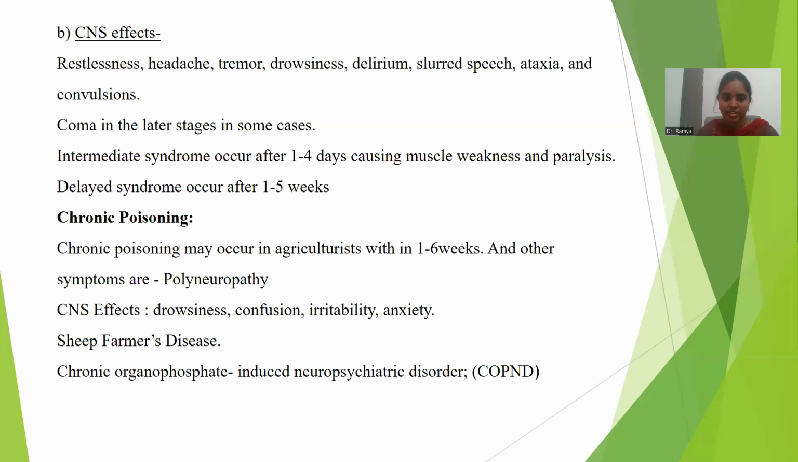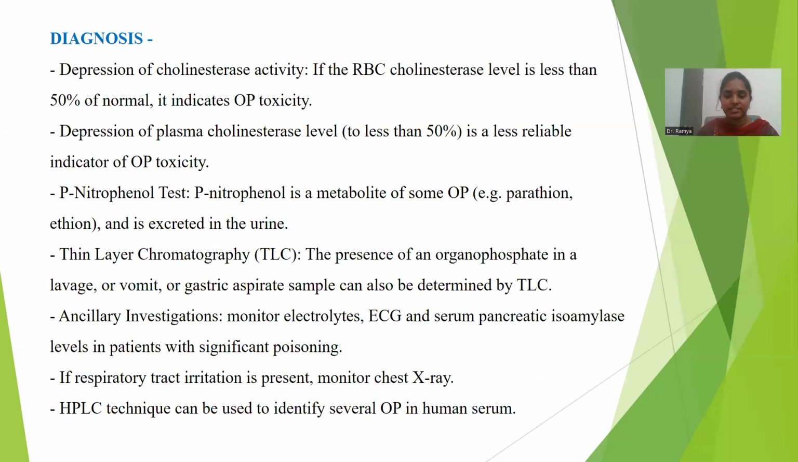Here the CNS effects are drowsiness, confusion, irritability, anxiety, sheep farmer's disease, and chronic organophosphate induced neuropsychotic disorder. So, these are the clinical features of organophosphate. We have seen acute poisoning and chronic poisoning. Next, we'll go for diagnosis.